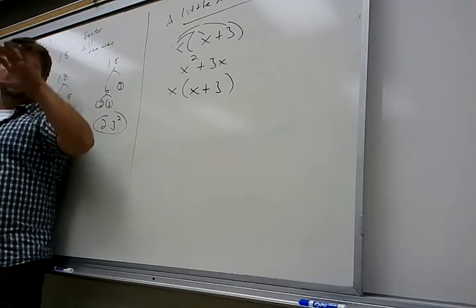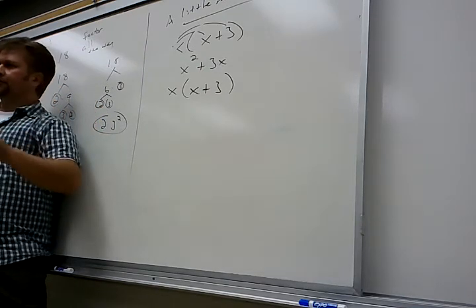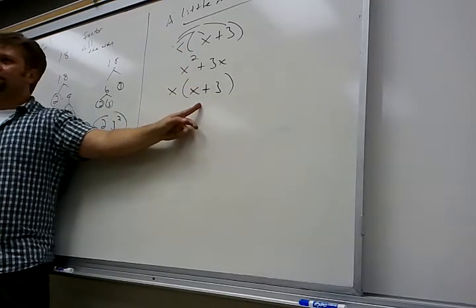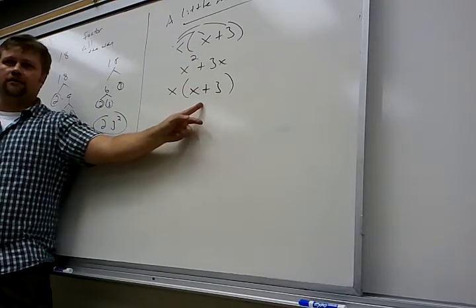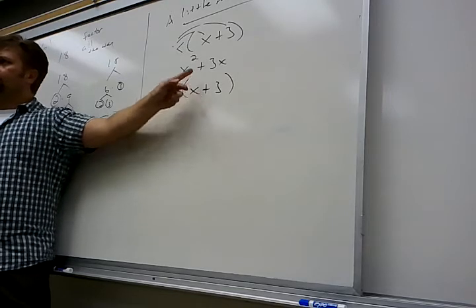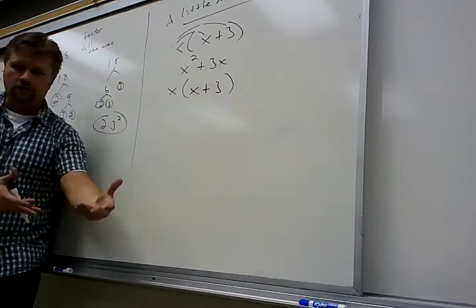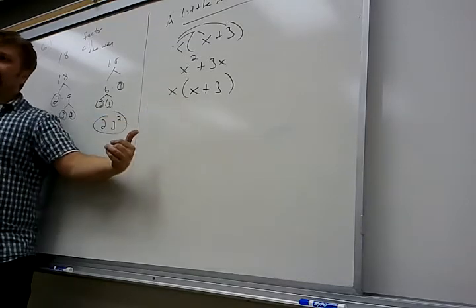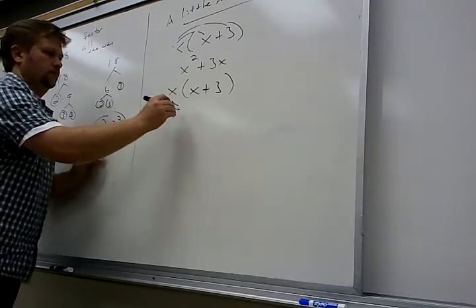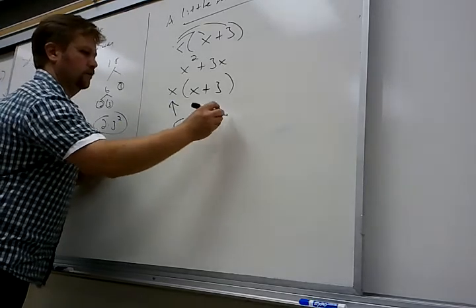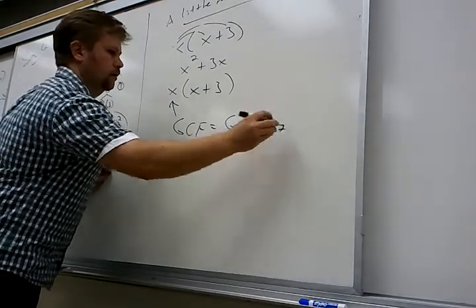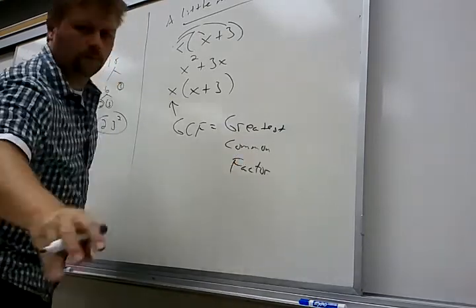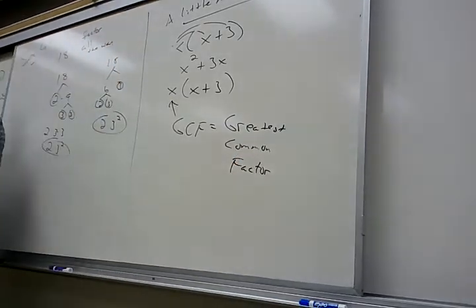Anybody know what this kind of factoring is called? I actually call it undistributing before we talk about factoring because I don't want to freak people out. It is undistributing, isn't it? It's like distribution in reverse. But this is really called GCF. Greatest common factor. The biggest thing I can take out of both things.